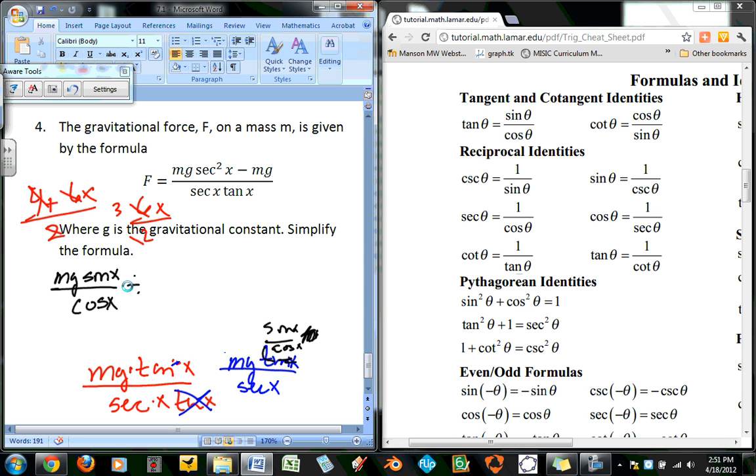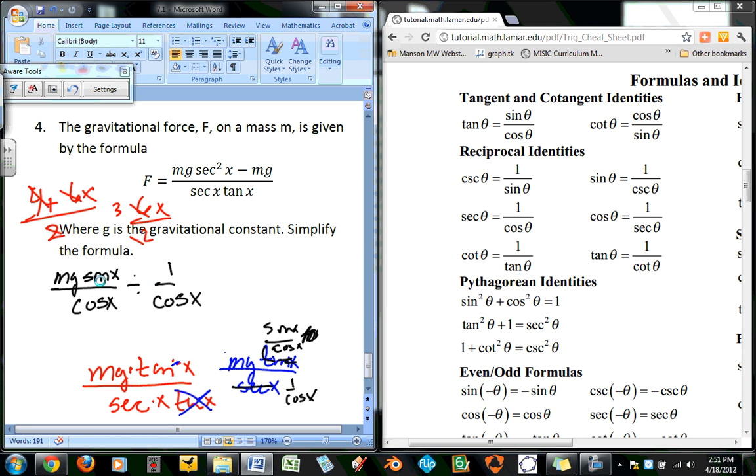And that is divided by secant of x, which is the same thing as 1 over cosine. So I went ahead and changed this to 1 over cosine as well. The reason I do that is because I noticed that this one has a cosine, so let's try to make this one a cosine to cancel out. Changing it to cosine is very easy.